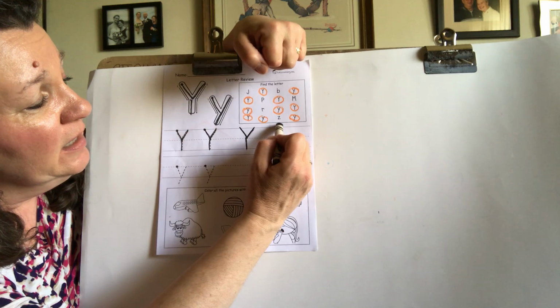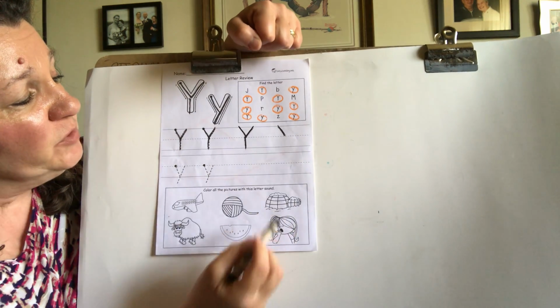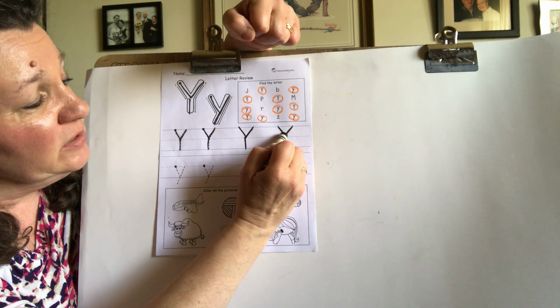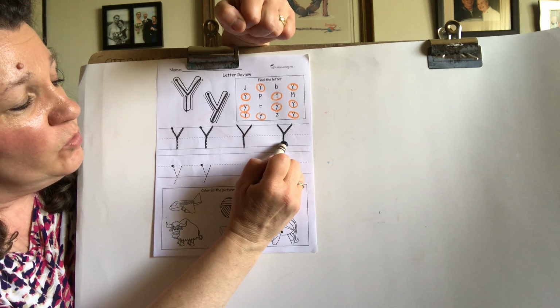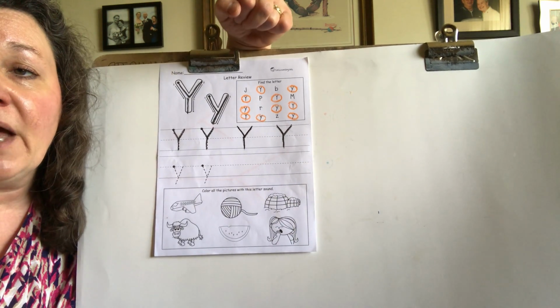2-finger space. Slant to the middle line. Pick up your crayon. Slant to the middle line. Pick up your crayon. Go all the way to the bottom. All right, that's our capital Y.